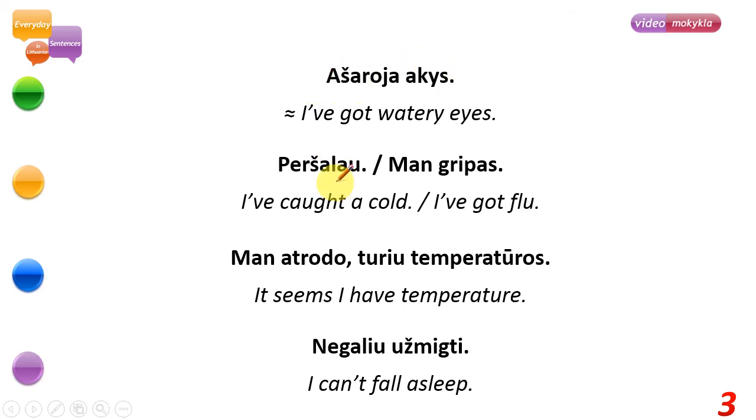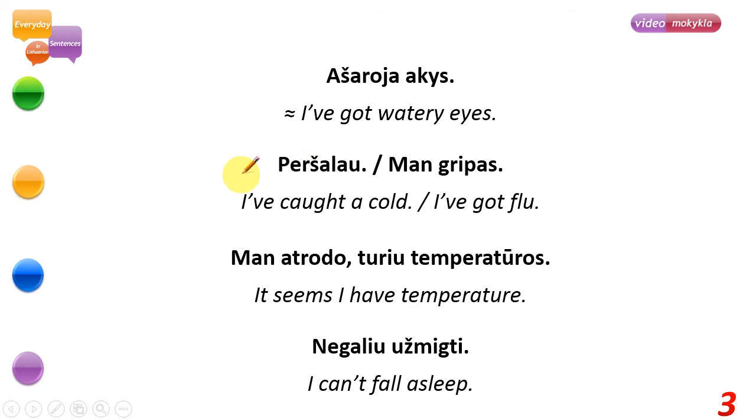Peršalau. I've caught a cold. Šalti means to be cold, and sušalti means to become cold. Aš sušalau. I was cold. Sušalti also means to freeze. So I froze, sušalau. But when you're saying I've got a cold, you've got flu or a runny nose, you can say aš peršalau.